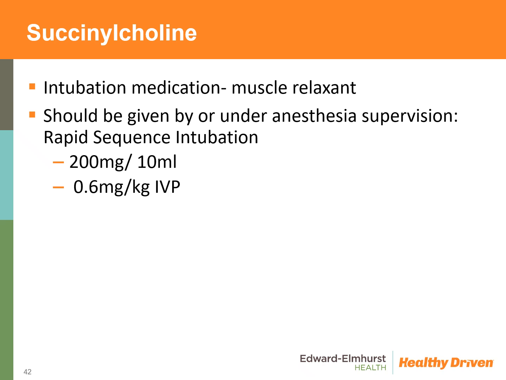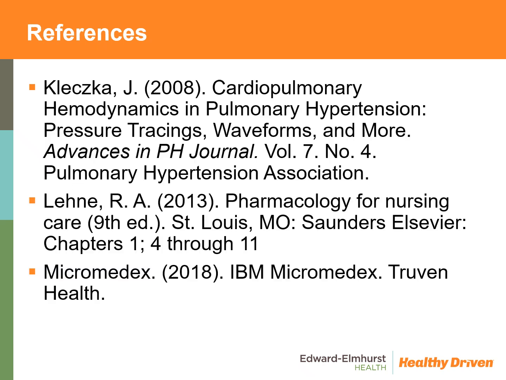And succinylcholine as well is another intubation medication. It's a muscle relaxant. It should be given by or under anesthesia supervision. For rapid sequence intubation as well, it's 200 milligrams per 10 mLs and 0.6 milligrams per kilo IV push. And so those should really only be given by the anesthesiologist, or if they are actively intubating and need you to push it for them. But typically, they are the ones who are pushing it all by themselves.